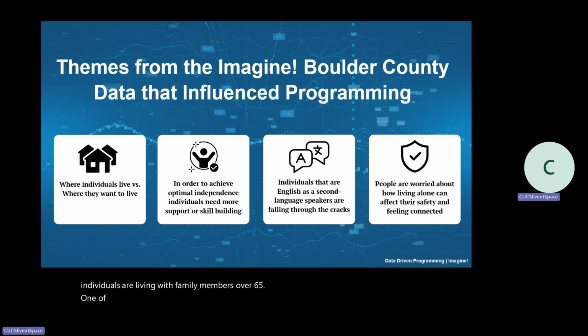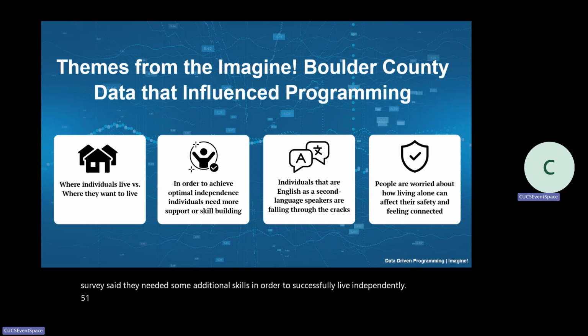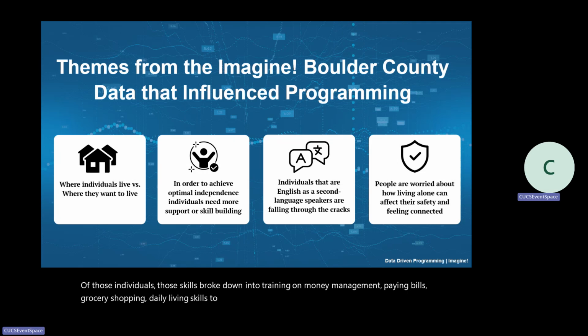One of the biggest things that struck me was that 51% of individuals who responded to this survey said they needed some additional skills in order to successfully live independently. Those skills broke down into training on money management, paying bills, grocery shopping, daily living skills, to include med management, food preparation, house cleaning, hygiene, making appointments. 47% of individuals identified as the most important resource needed in order to live independently would be access to assistive technology.